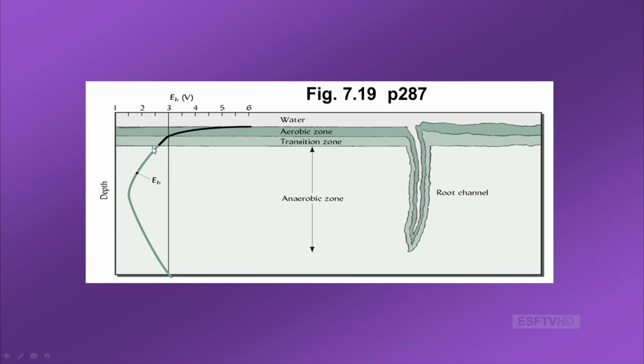EH. And remember, what's the reference? What's the EH of a well-drained soil, of a well-aerated soil? And we're looking at 0.4 and greater. So this kind of makes sense. It depletes with depth, the anaerobic zone.